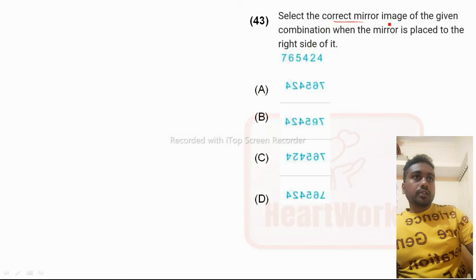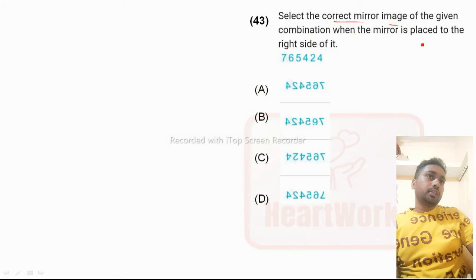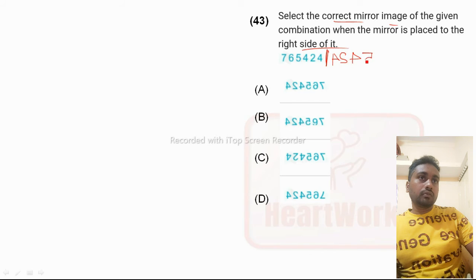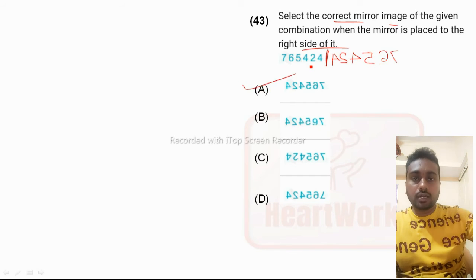Now select the correct mirror image of the given combination when the mirror is placed to the right side. So if we put a mirror on the right side, then how will the image come? It will come, you can see this 4 will look like this, then 2 will appear like this, again this 4 will look like this, then this 5 will come like this, 6 will come like this, like that you can see in the mirror. So option A is the right answer.